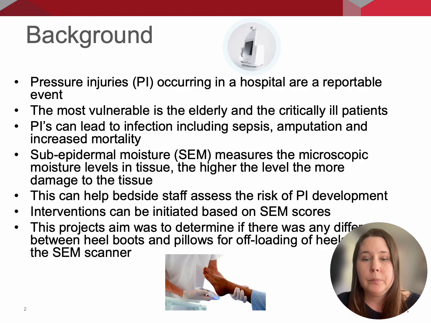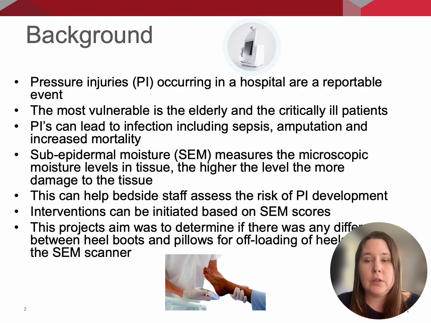The Braden scale is often used in the hospital setting to assess for the risk of pressure injuries, as well as what corresponding interventions should be applied. However, there is a tool called the Sub-Epidermal Moisture or SEM device that can be used to assess the risk of a pressure injury prior to any tissue changes that can be visually seen. The implementation of this SEM device is another tool to help prevent pressure injuries from occurring, as well as help the bedside nurses implement interventions based on the SEM score and their risk of tissue damage.